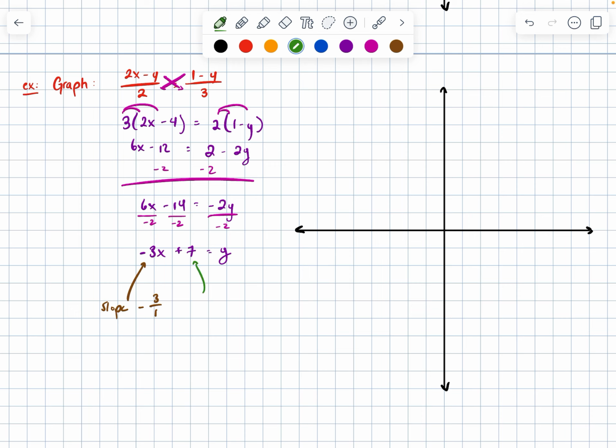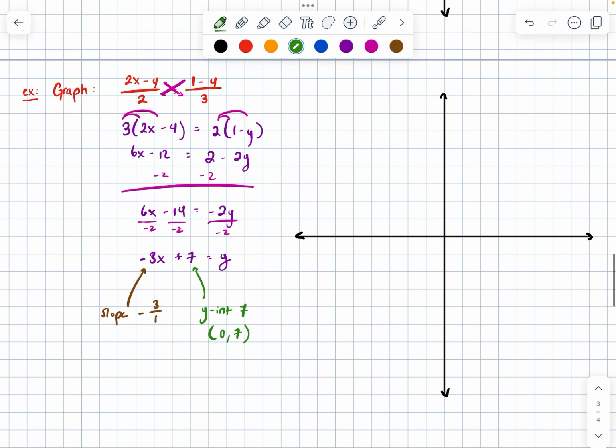Again, thinking strategically, probably wisest for me to rewrite this as a fraction. So I'll write this as negative 3 over 1. And then positive 7 here. So my y-intercept is 7, which tells me that the point 0, 7 is on my graph. So I'm going to go 1, 2, 3, 4, 5, 6, 7. Here's our point, 0, 7.